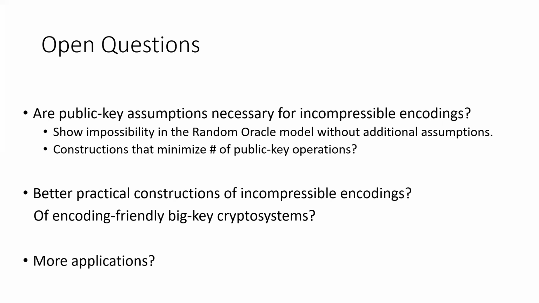It'd be also interesting for practicality to construct schemes that just minimize the number of public key operations. Right now, the number of public key operations is linear in the data size. Altogether, better practical constructions of incompressible encodings, and also of encoding-friendly public key cryptosystems. So right now we're using laconic OT. It's a pretty heavy hammer. Can you make this more efficient? And lastly, just more applications of incompressible encoding. I think it's a very interesting primitive, and I'm hoping that there are really other places in crypto where this could be useful. So let me stop here.